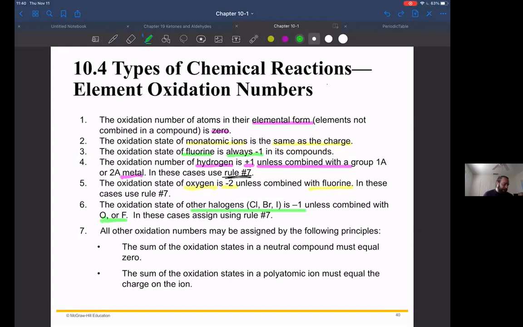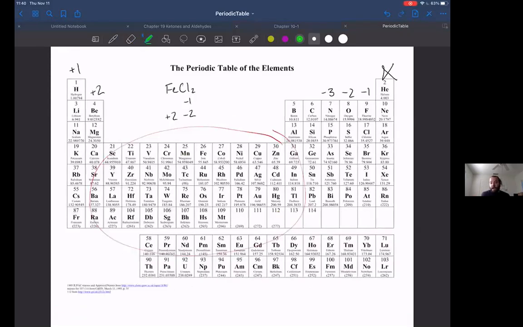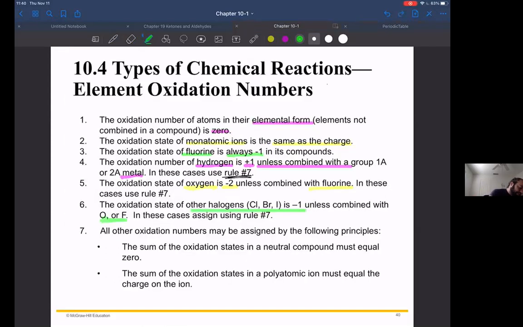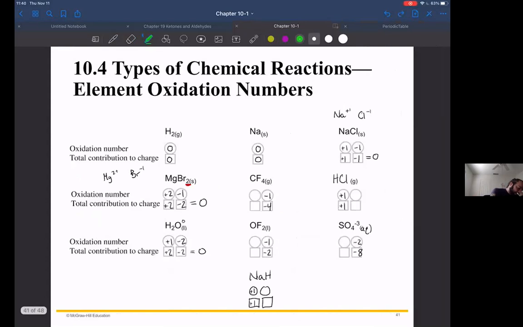The fact that the halogens have an oxidation number of -1 is not too terribly surprising, because on the periodic table, that's what they would have if they were in an ionic compound. Turns out that's also what they have if they're in a covalent compound, as long as it's not with oxygen or fluorine. So if we go back to our list over here, we can now assign this chlorine as -1. And indeed, those total charge contributions sum to 0, as they should, because the net charge up here is 0.